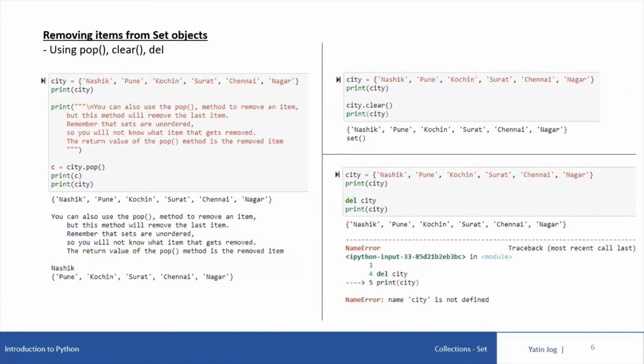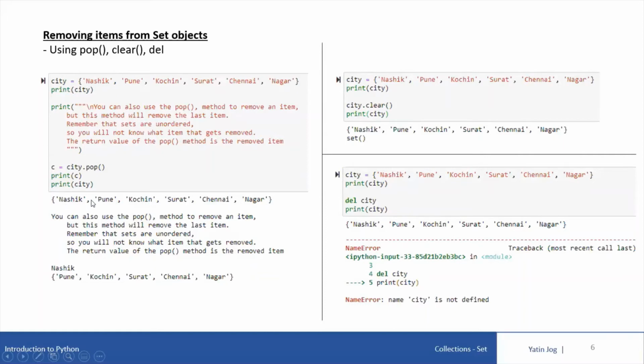Now, in case of removing items from set objects, you can also use 3 other methods: pop, which is a set method; clear, which is a set method; and del, which is a common function. First we'll see how to use pop. We have already discussed the pop concept with other data collections, but in case of set, suppose now I am declaring a city set with 6 city names: Nashik, Pune, Cochin, Surat, Chennai, Nagar.